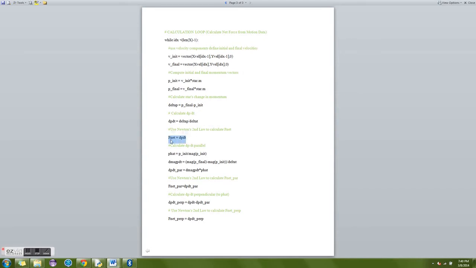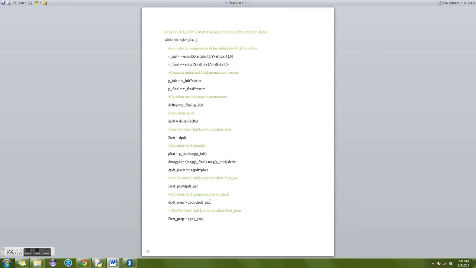Then, thanks to Newton's second law, we set our net force equal to that, and now we have to move on to calculating the parallel and perpendicular components of that. The parallel component is going to be in the direction of the initial momentum, because it's only a change in speed and not a curving, and it's going to be the difference in the magnitude of the two momentums times that unit vector in the original direction. And of course, thanks to Newton's second law again, the net force in the parallel is also equal to the change in momentum in the parallel.